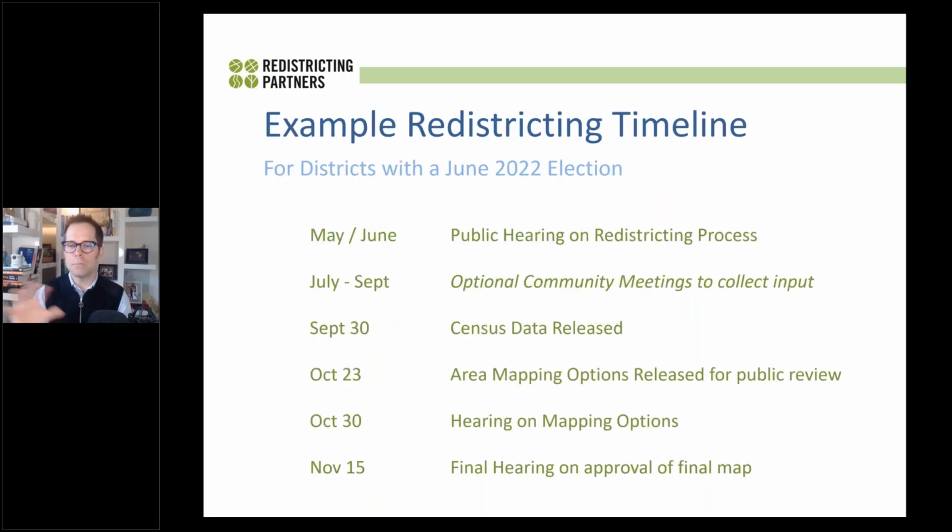In terms of time frames, if you're in a June primary, you can be doing some of your outreach now and through the summer. That is outreach to ask the community to engage and ask them where their communities of interest are, and even set up online mapping tools. In the fall, after the census data is released, then you can start drawing draft maps and having those hearings, and then complete the process between mid-November and mid-December in order to be done in the required time frame.